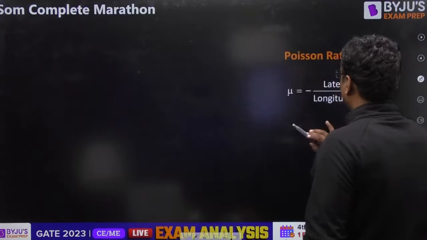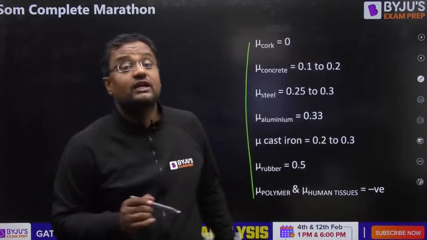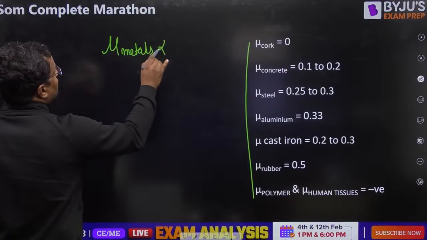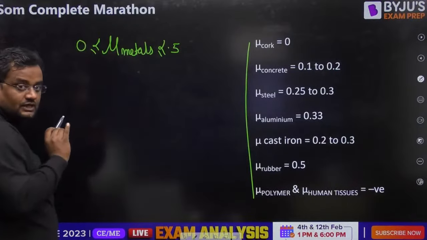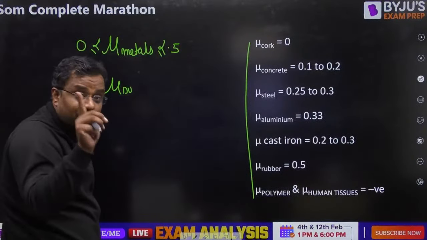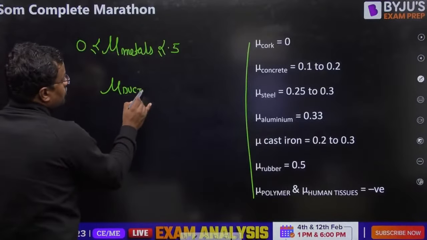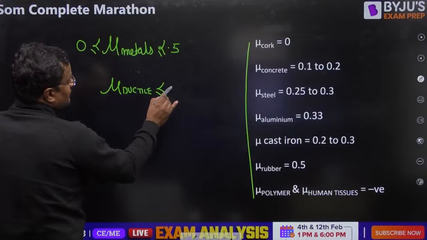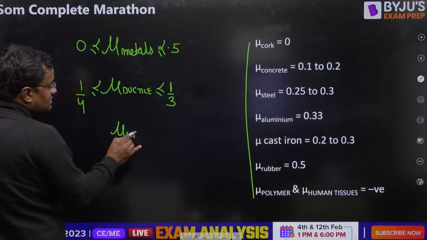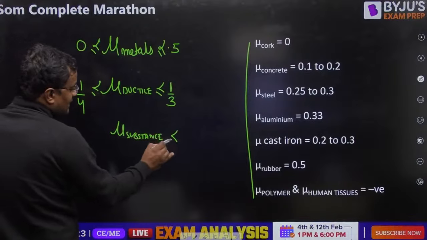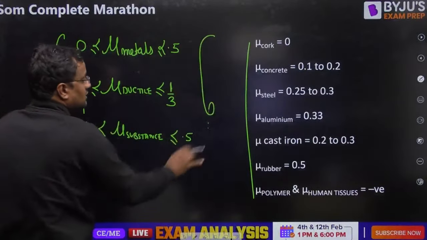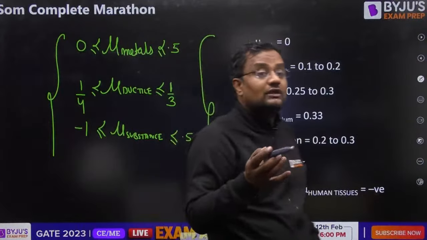Now we are dealing with only formulas, so I'm not going into that here. The values of mu are like this. If they ask the value of mu of metals, the value ranges from 0.5 to 0. If they ask mu for ductile metals, these 3 different questions can be asked on the range of mu. So mu of ductile metals ranges from 1 by 3 to 1 by 4, that is 0.25 to 0.3. And if they ask mu for all substances in this world, the maximum is 0.5 and the minimum can be -1. So 3 different answers can be there. It depends on what is asked in the question.